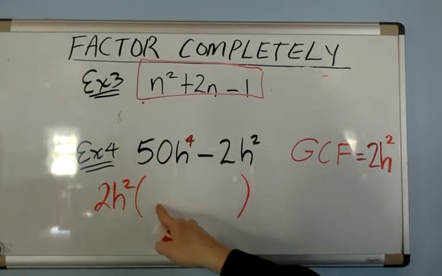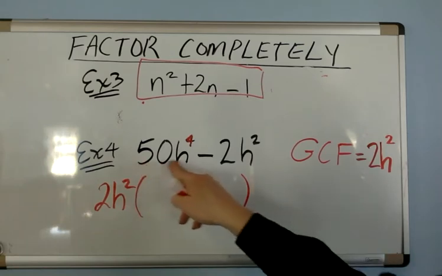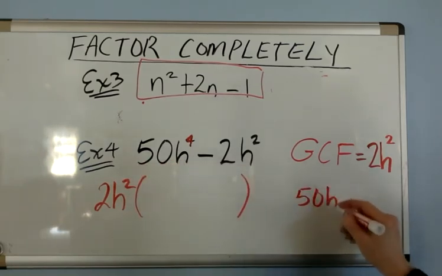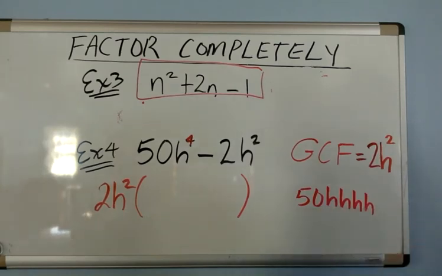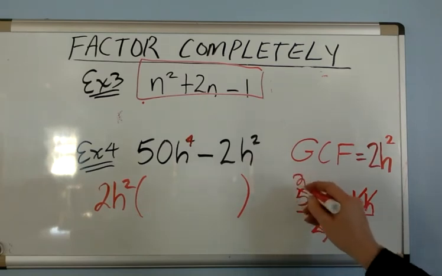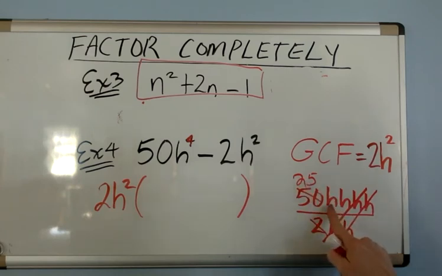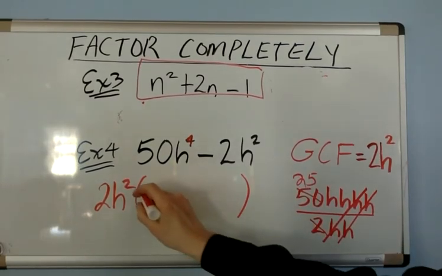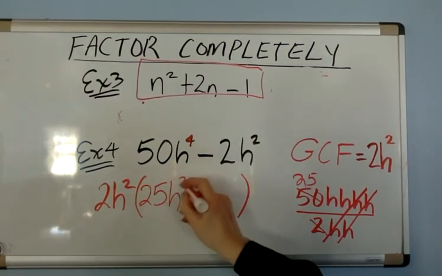Well, now to get what goes here, I'm going to have two terms in here. I do 50h to the 4th. I like to do h to the 4th like this. That is h to the 4th. And I'm going to divide it by 2h squared. Well, 2h squared is just 2 times h times h, right? Well, this cancels. H over h is 1. This also cancels, h over h. And 50 divided by 2, well, that reduces to 25 over 1. So I'm left with 25 times h, all over 1. Well, 25 times h times h, that's just 25h squared.